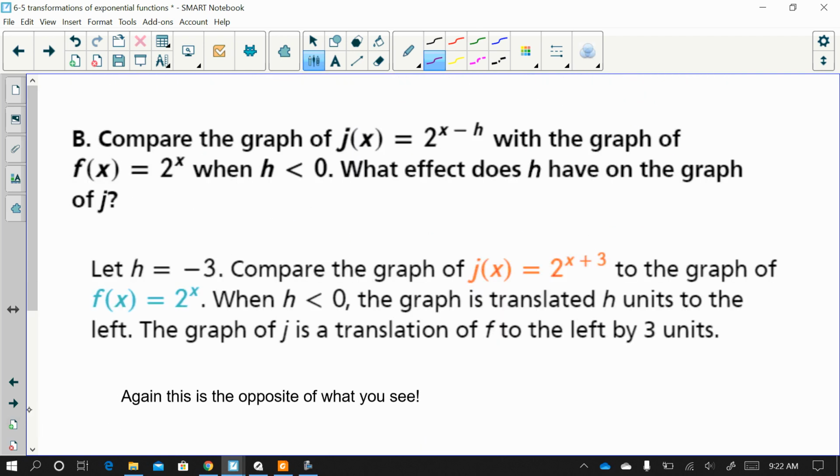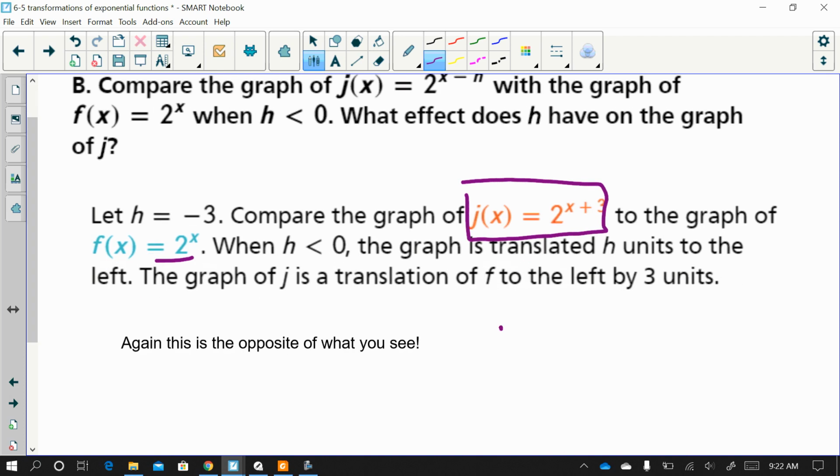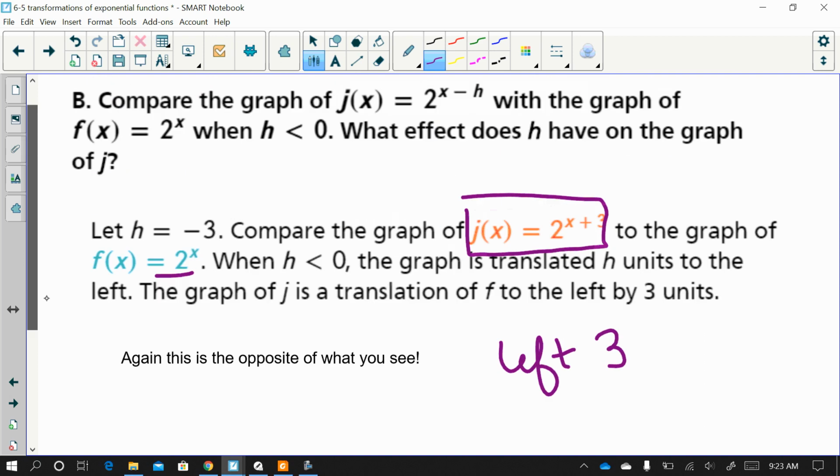So if I'm looking at this one, j of x equals 2 to the x plus 3, and I'm comparing it to 2 to the x, what do you think is going to happen? And remember, it's the opposite of what you see. So since it's plus, we're going to go left. We go left 3. That's all you need to know here.